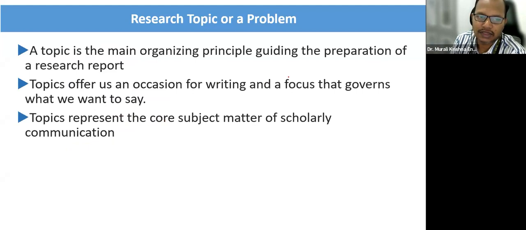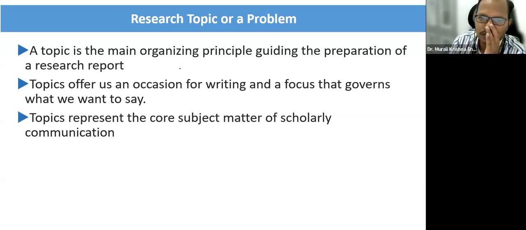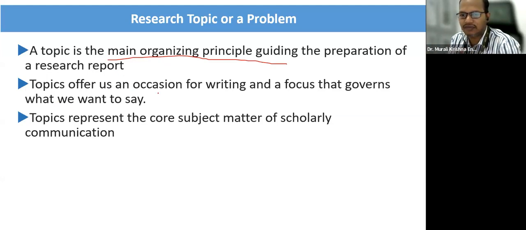When you want to do research based on your interest, when you are choosing a topic, how is this topic helpful when we are doing research? We need a main organizing principle to guide the preparation of the research report. The topic also gives the writing its focus: what we want to say and what we are going to solve. So that's what the topic means. I need to choose the topic first. So how do you choose a topic?